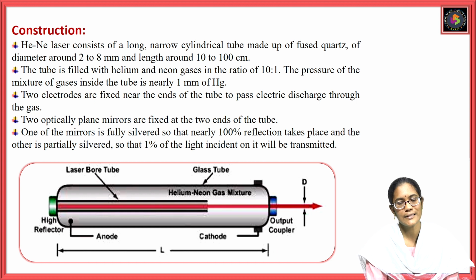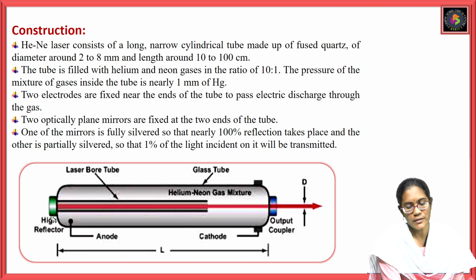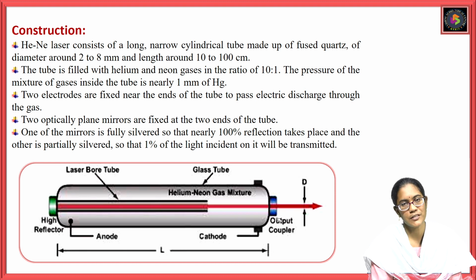So in that way, the lasing action can be done. And the two mirrors were placed at both ends. One is a fully reflecting mirror and one is a partially reflecting mirror. The combination of the two mirrors will capture all the photons present in the active medium, so that the laser beam comes out from the partially reflecting mirror. Okay, so this is about the construction of the helium neon laser.